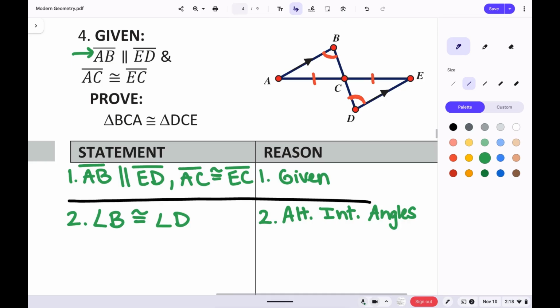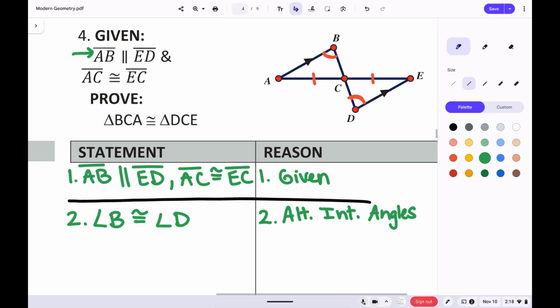Again, if we had gone back to that other transversal, I would say angle E is congruent to angle A because those are also alternate interior angles. So again, we could add that to our step here as well, and that would allow us to finish up our proof because we would have angle, angle, side.